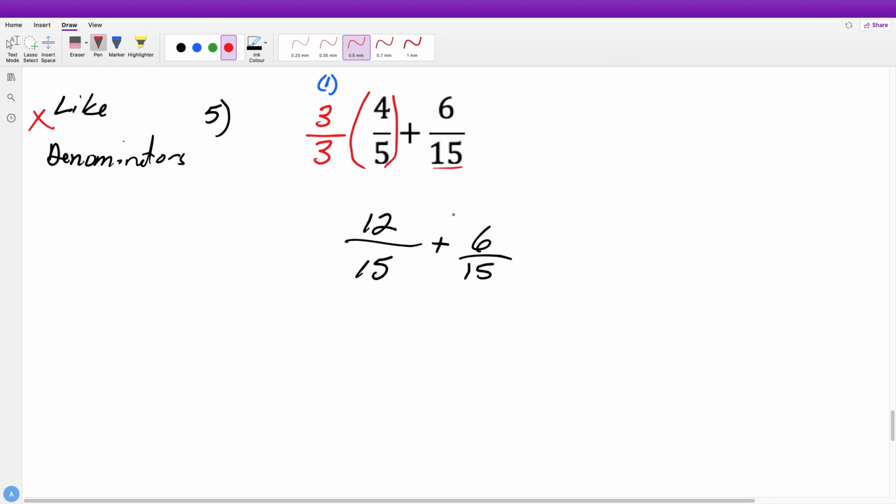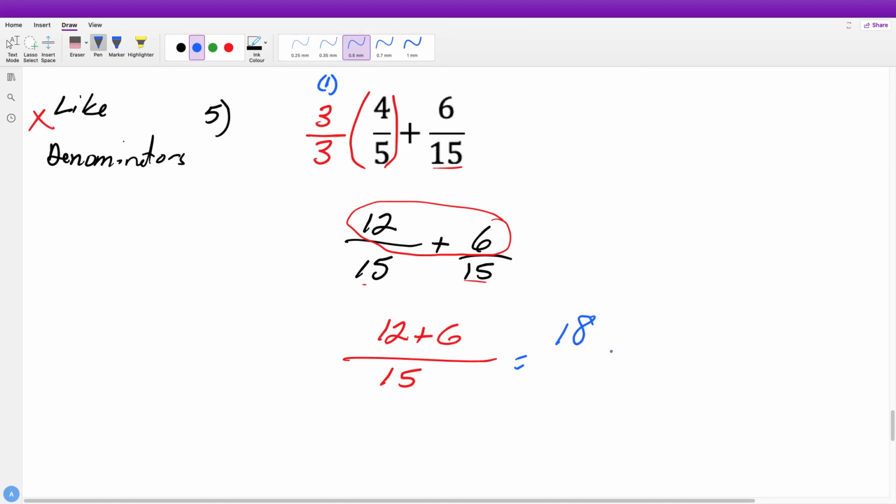All right, so now, once we see that our denominators are the same, I can then combine or perform the operation on my numerator. So now we have 12 plus 6 over 15. All right, so 12 plus 6 is equal to 18. And now we have 18 over 15.